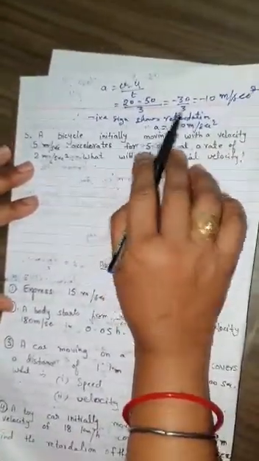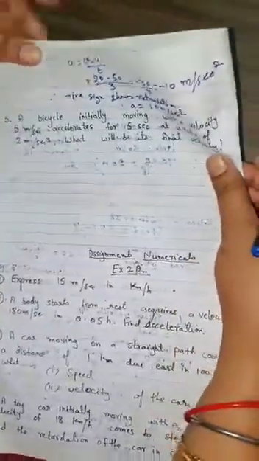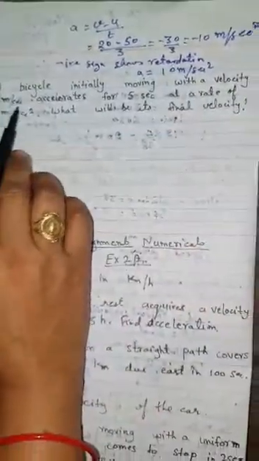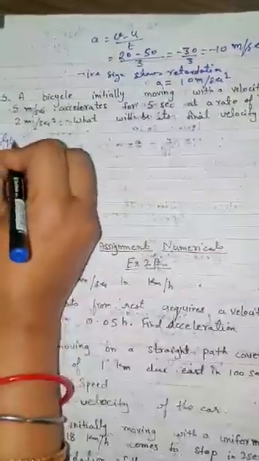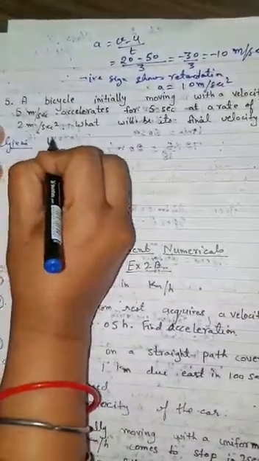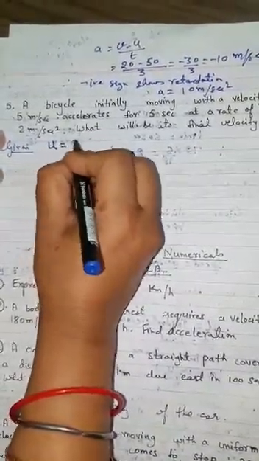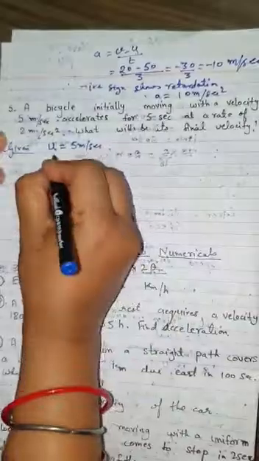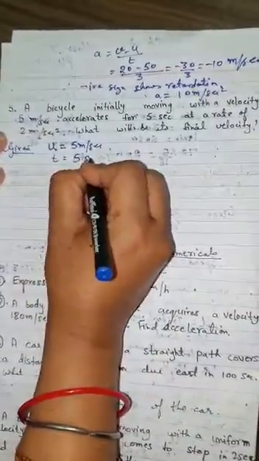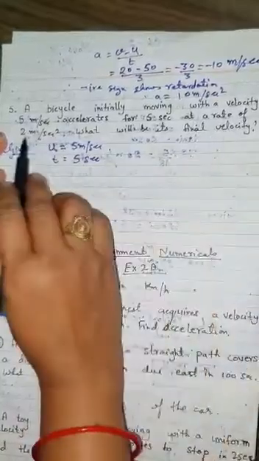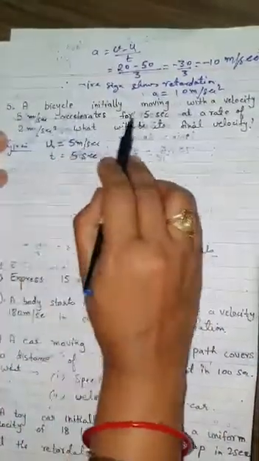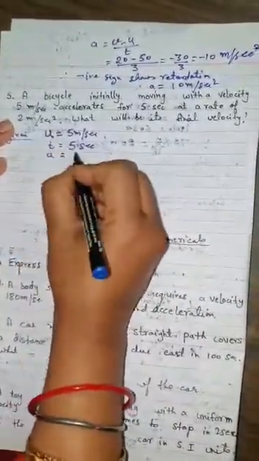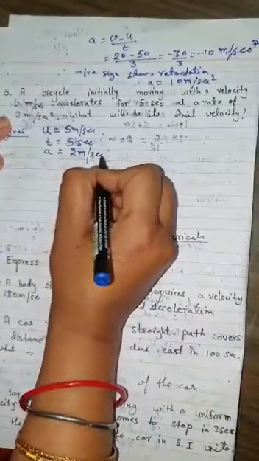negative sign shows retardation. Next numerical: a bicycle initially moving with a velocity of 5 meter per second. What is given, that we have to write. Initially means the starting, u initial velocity is 5 meter per second, and it accelerates for 5 seconds, time is equal to 5 seconds, at a rate of 2 meter per second square, that is acceleration. What they have given? Acceleration 2 meter per second square.